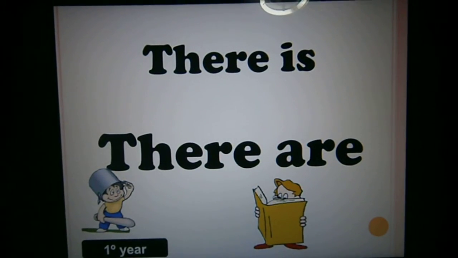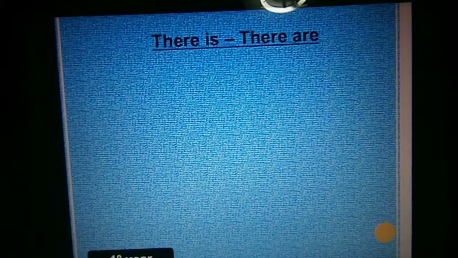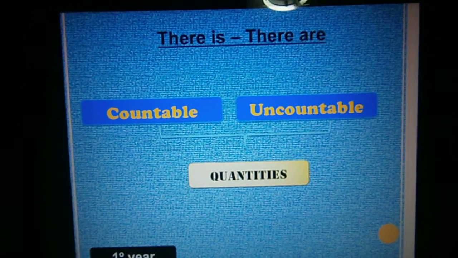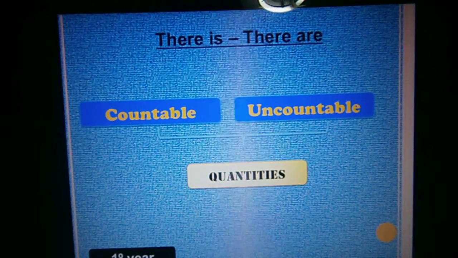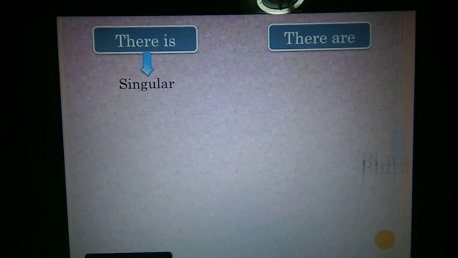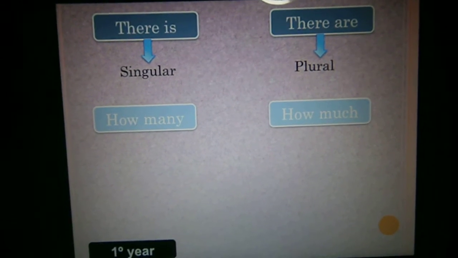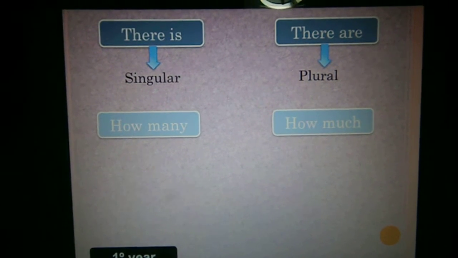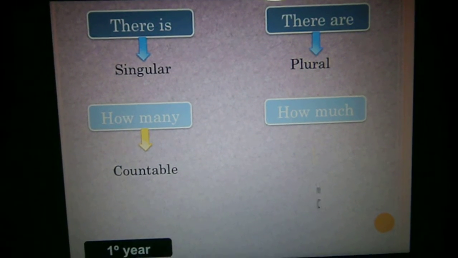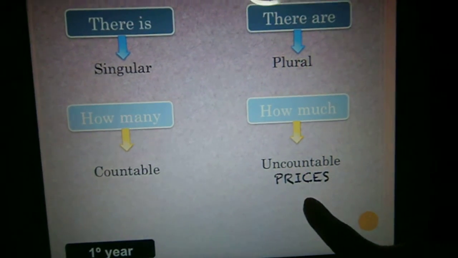As you know, remember that there is a review for this lesson. So, here you have it for countable and uncountable nouns. You use there is, there are for quantities. For example, here you use there is for singular, you use there are for plural, and here you have two kinds of questions, the use of how many and the use of how much. You use how many for countable nouns and you use how much for uncountable nouns. But today we are going to talk about only prices.